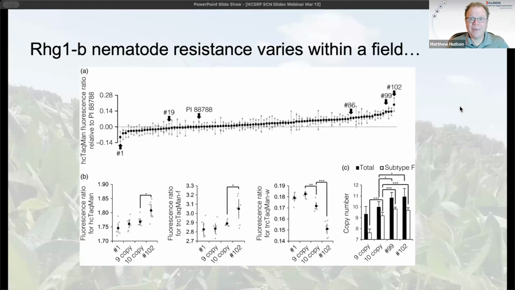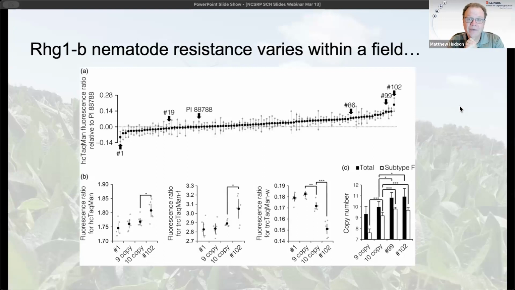But even then, when we identified RHG1B, it turns out to be a very complicated story. So this is a figure from one of my group's papers showing that even within one field of one inbred soybean variety, there is quite a bit of variation in that copy number repeat that is RHG1. It's a complicated piece of the genome. It's not just one gene, it's 3 genes repeated around 10 times in RHG1B.